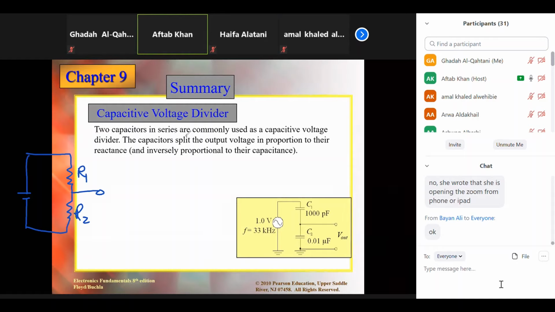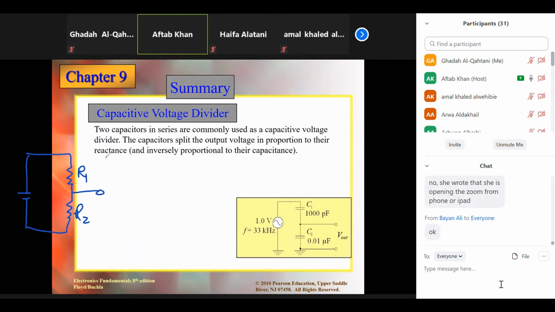Two capacitors in series are commonly used as a capacitive voltage divider. The capacitors split the output voltage in proportion to their reactances. How do they split the voltage? In proportion to their reactance and inversely proportional to their capacitances. You know this one also.